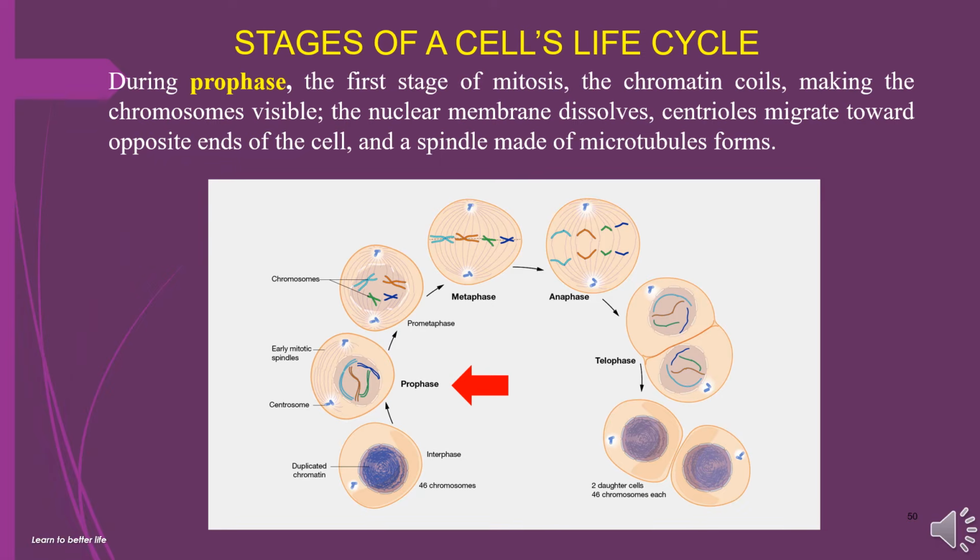During prophase, the first stage of mitosis, the chromatin coils, making the chromosomes visible, the nuclear membrane dissolves, centrioles migrate toward opposite ends of the cell, and a spindle made of microtubules forms.